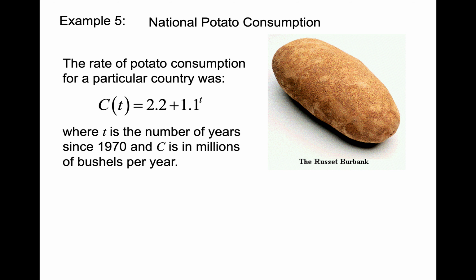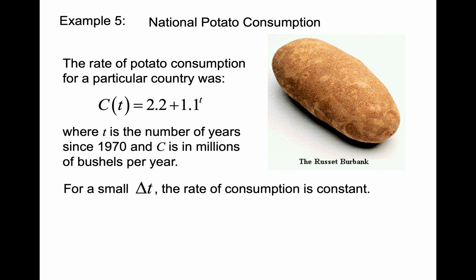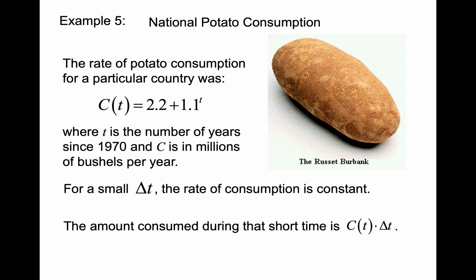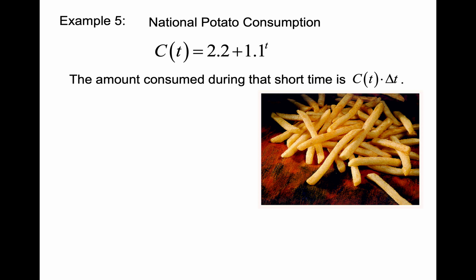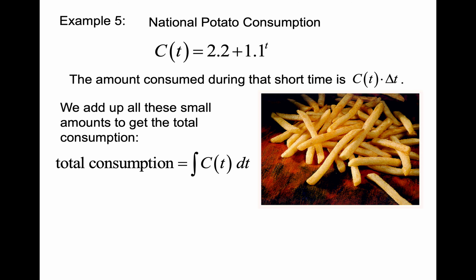There are other types of problems where you can use this same idea. So suppose you are talking about the national potato consumption. The rate of potato consumption for a particular country was C of t equals 2.2 plus 1.1 to the t power, where t is the number of years since 1970, and C is in millions of bushels per year. So for a small change in time, the rate of consumption is constant. The amount consumed during that short time period is what we're looking at right here.